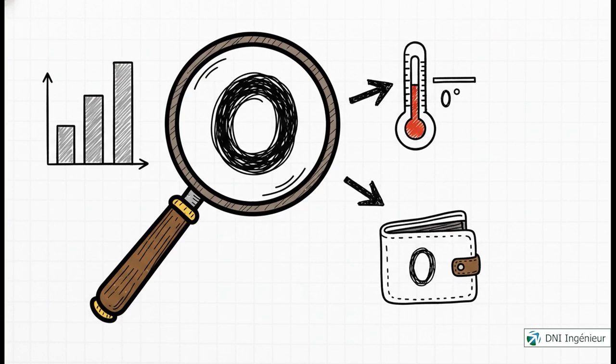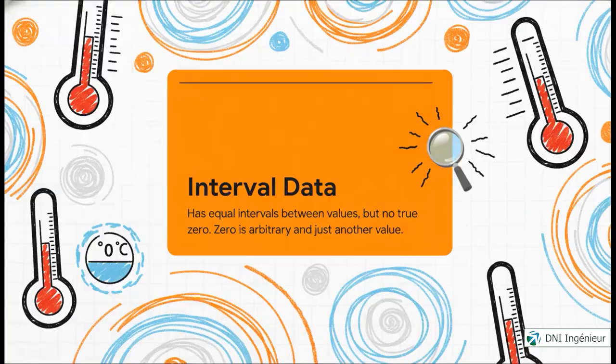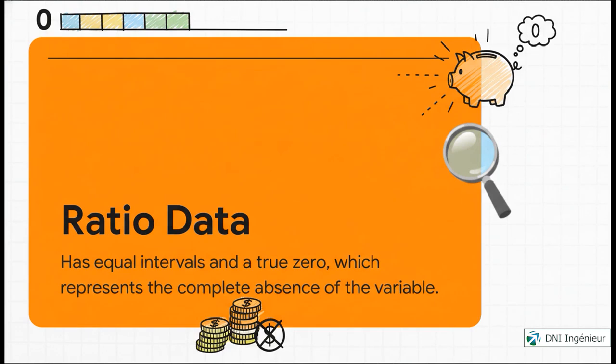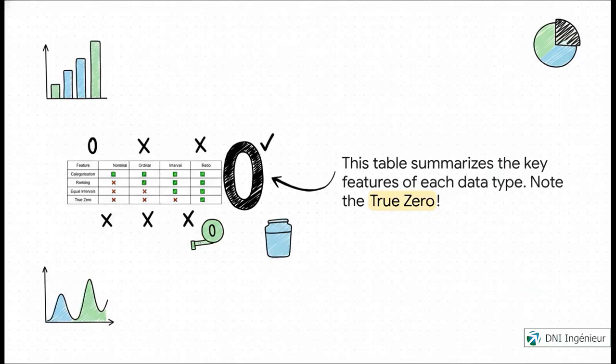Okay, what's really cool is we can go even deeper with numerical data, and it's all about zero. With interval data, 0 doesn't actually mean nothing. Think about it. 0 degrees Celsius is a temperature. But for ratio data, 0 really does mean nothing. Like $0 means you have no income. And this chart shows the difference perfectly. See? Only ratio data has a true zero.